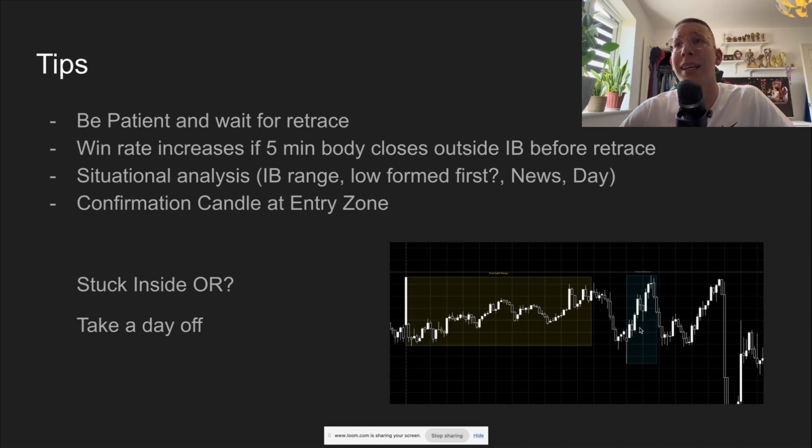Is it a news day? This was a news day, very choppy. Maybe, if you want, wait for a confirmation candle at entry zone, maybe a 5-minute bullish candle to enter long. And are you stuck inside it all? Opening range, take a day off. I think that's everything.